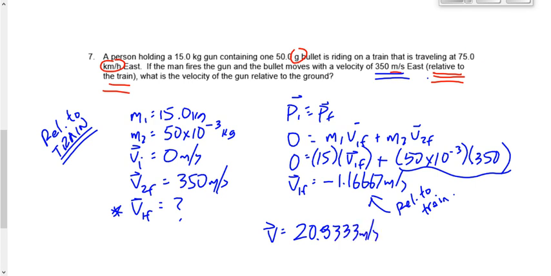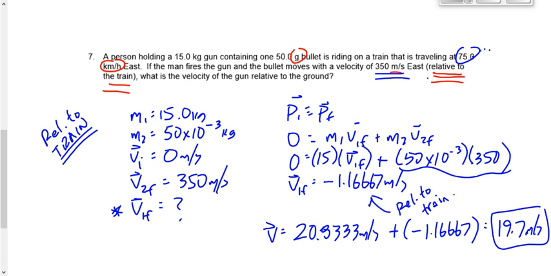Right, that's the 75 kilometers per hour, right? Plus negative 1.16667 gives me 19.7 meters per second. Okay, let me give you a more anecdotal, everyday experience version of the vector addition we just did.